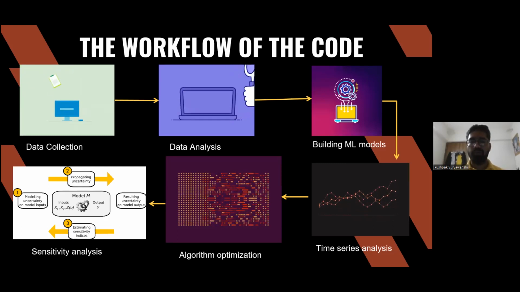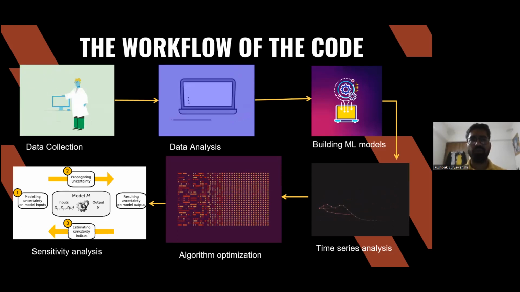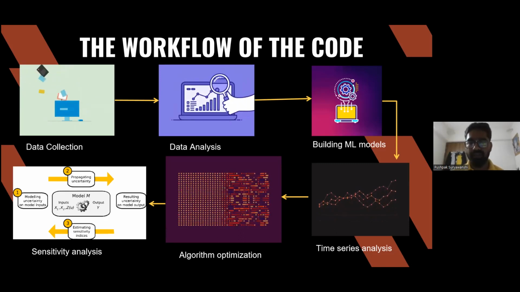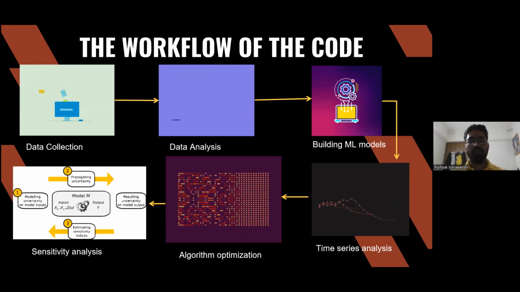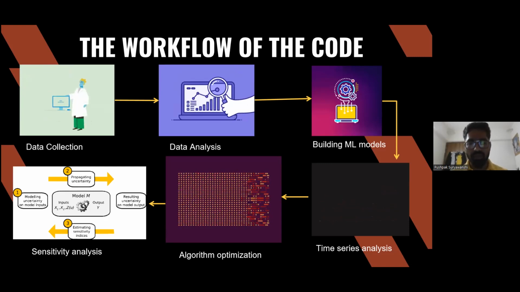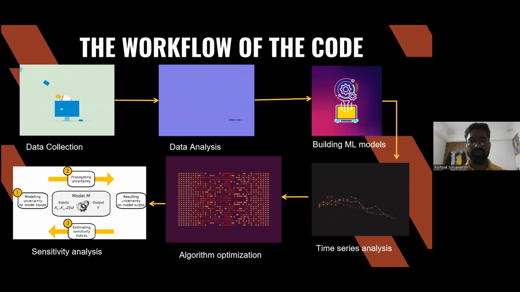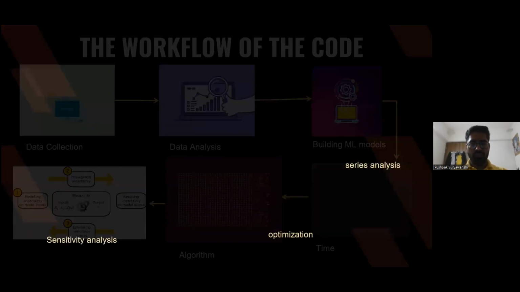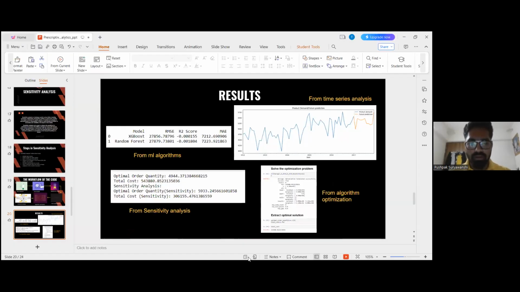The next step, as the accuracy of the machine learning algorithms was very low, we have considered time series analysis here. After that, we have done the algorithm optimization, and finally we have done the sensitivity analysis. So this is the proper workflow of the code. Yeah, so let's move towards the code.